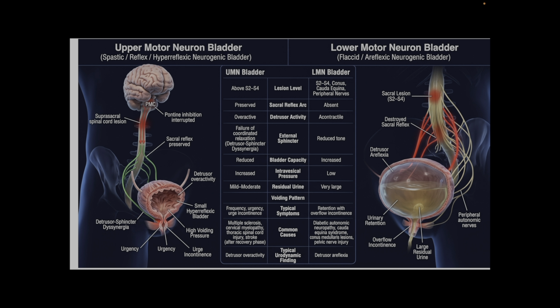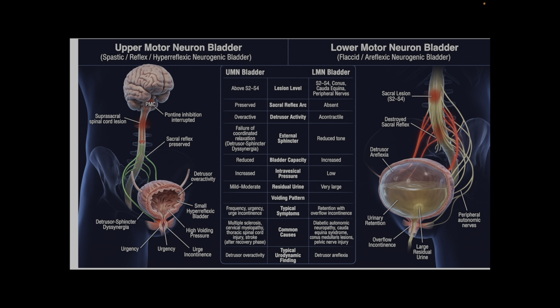This table summarizes the key differences between UMN and LMN bladder. In UMN bladder, the lesion is above S2 to S4 and the sacral reflex arc is preserved. Detrusor activity is overactive, bladder capacity is reduced, and intravesical pressure is high. Residual urine is only mildly increased, and symptoms are dominated by frequency, urgency, and urge incontinence.